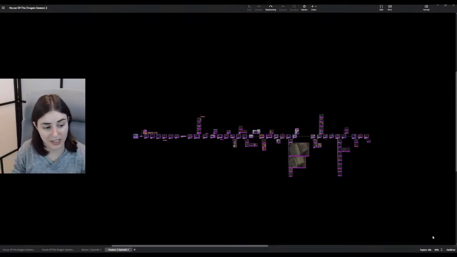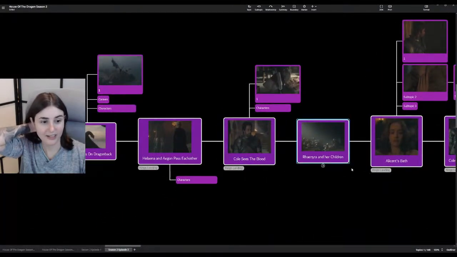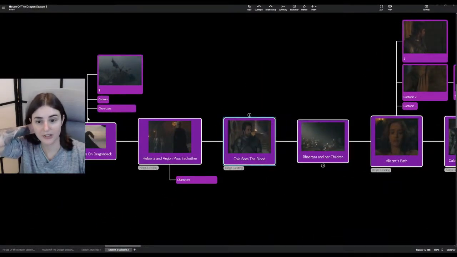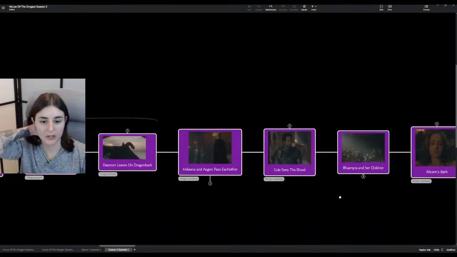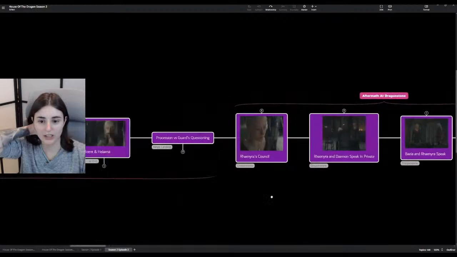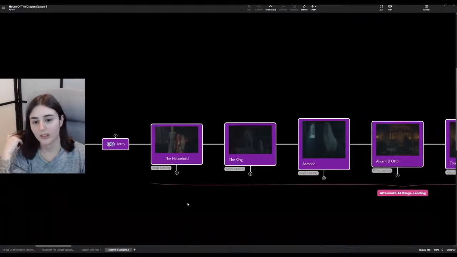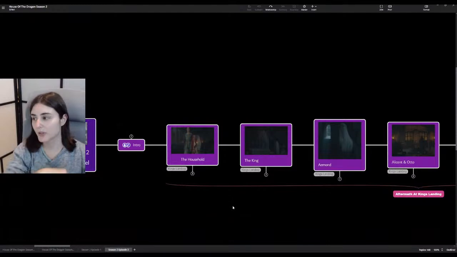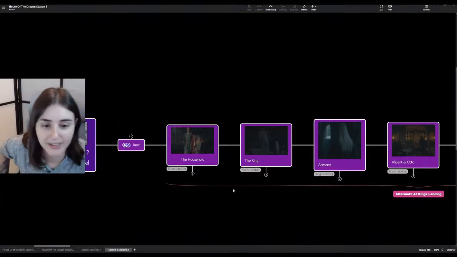Let's just go and see what we've got here. Maybe the least I can do is just give a summary of events. Let's fold all sub branches so we can get all of them to look. Let's go through the timeline of the episode. The episode is called Rhaenyra the Cruel, and let's go for the story.